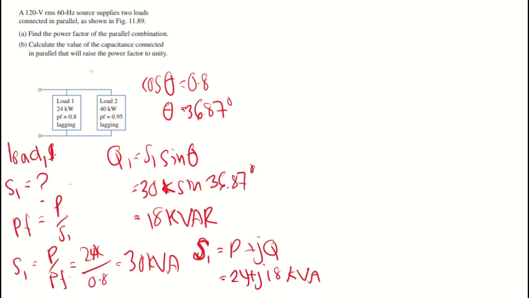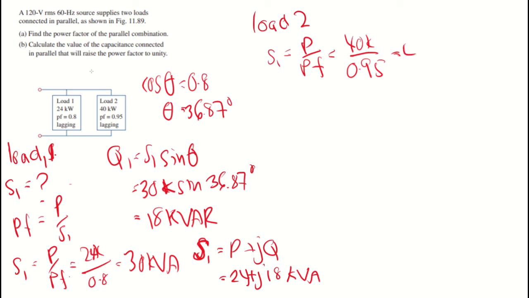Next we find load 2. Following the same process, we need to find the apparent power first. So S1 equals P over PF. P is 40K over PF of 0.95. So you will get 42.105 kVA.